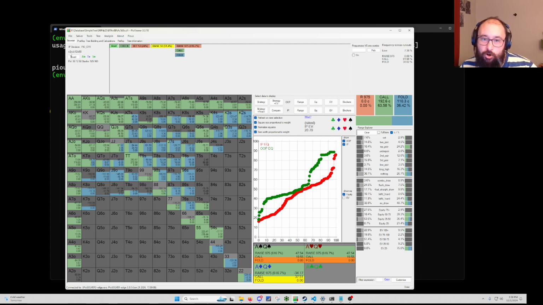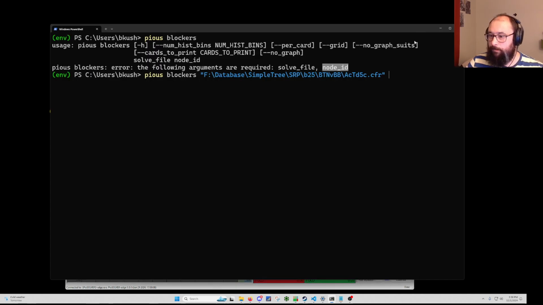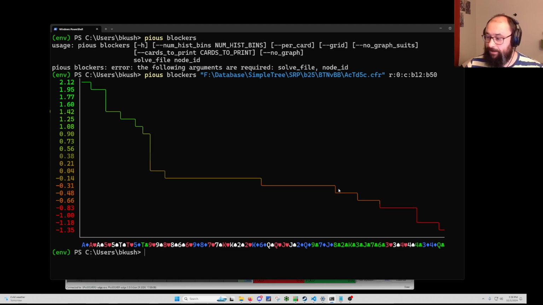But we can see R:0:C:B12:B50. And so I'm just going to type that out. R0C. So it's a check, and then bet, and then raise to 50. And I want to look at the blockers for this. Now, by default, we just print a graph out, and the bottom is the card, so the x-axis is which card, and the y-axis is basically the equity shift that we're seeing.